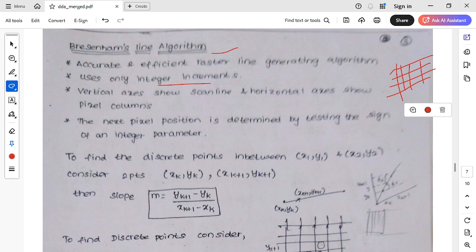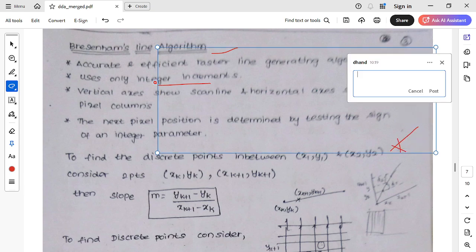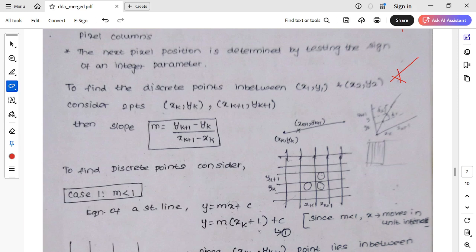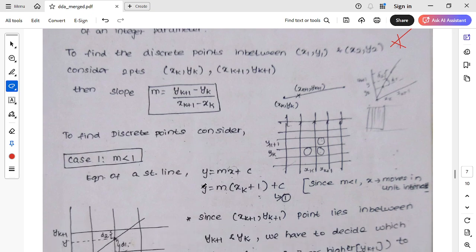So here also, to find the discrete points between x1 comma y1 and x2 comma y2, consider 2 points again. Initially we are going to take the slope. m is equal to yk plus 1 minus yk divided by xk plus 1 minus xk. Again, to find the discrete points, we are going to consider three cases as in the DDA algorithm. Case 1 is if my slope is less than 1. How am I going to calculate the next discrete point?